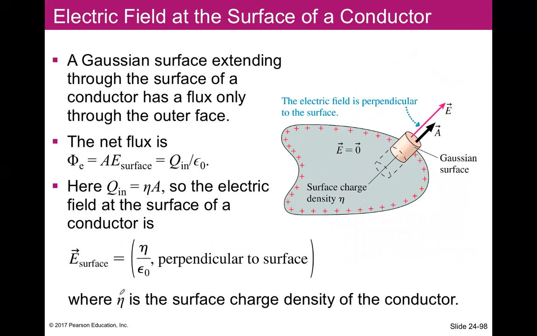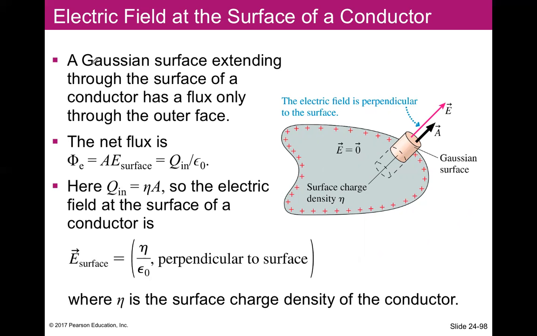Okay, one more interesting feature for a conductor is the magnitude of the electric field. So first of all, the direction of the electric field is interesting. It's always perpendicular. Then the magnitude is also interesting. Let's see what happens to the magnitude.